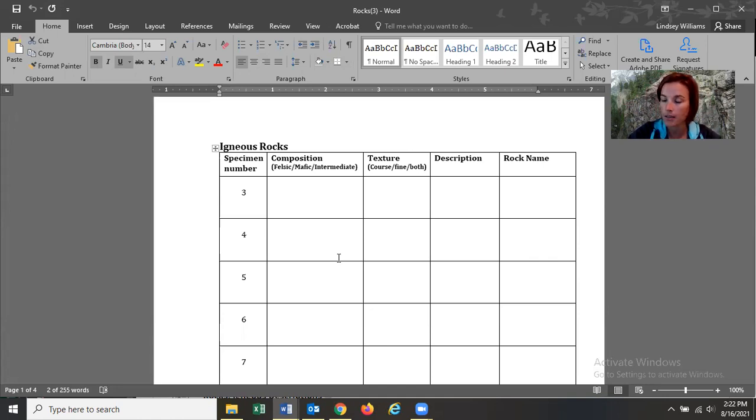If it's big, it's an intrusive igneous rock. And by big, I mean, can you see the mineral grains? And if it's fine, meaning you need a microscope to see the different mineral grains, it's aphanitic, and it is an extrusive igneous rock.